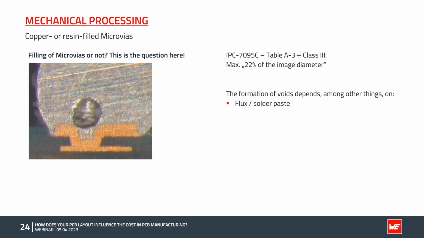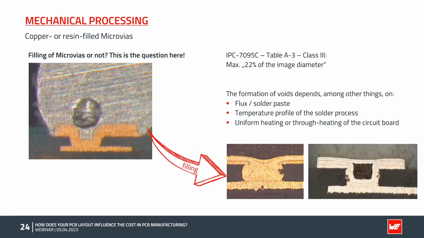On the one hand, it's the size of the microvia itself, so how much air could be inside, but on the other hand, it could be part of the flux or the solder paste you use, the temperature profile of your solder process, and the uniform heating of the printed circuit board during the soldering. So there are some factors which we, as a PCB manufacturer, cannot have a direct influence on, which is more part of your manufacturing. What we can do is to get rid of it, we can fill it.